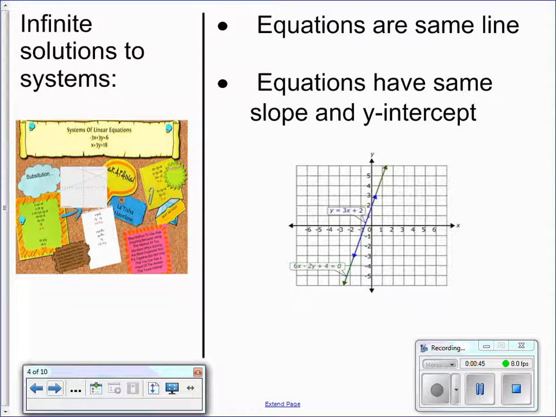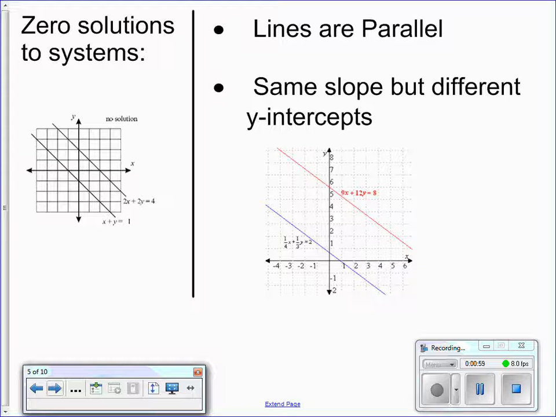There's also an option of having an infinite number of solutions. And this happens when the equations are actually the same line. They may look different, written in different forms, but they have the same slope and the same y-intercept. To have zero solutions, that means the lines are parallel. So they have the same slope, but they have different y-intercepts. Since they're parallel, they'll never cross, so there will never be a solution.